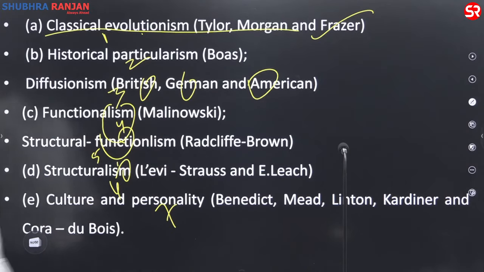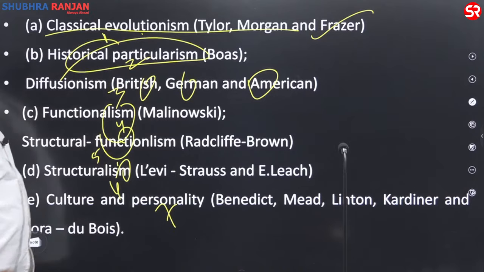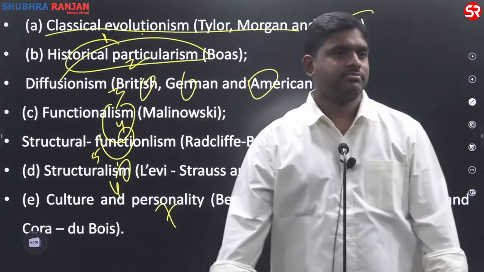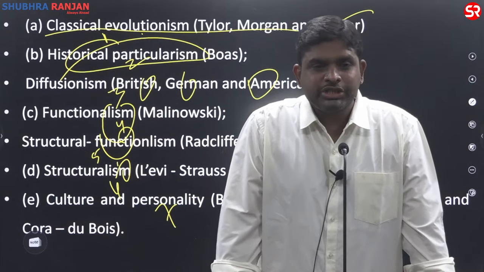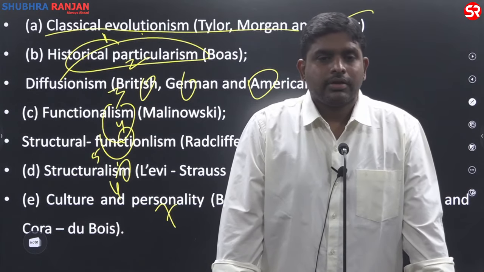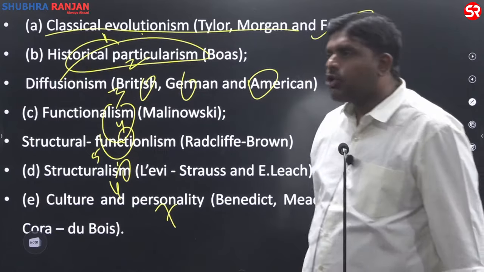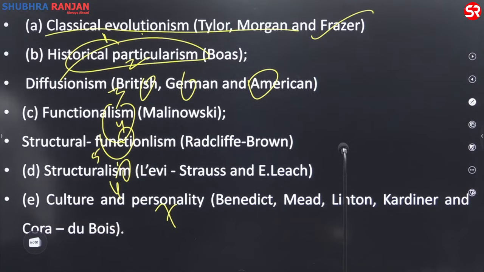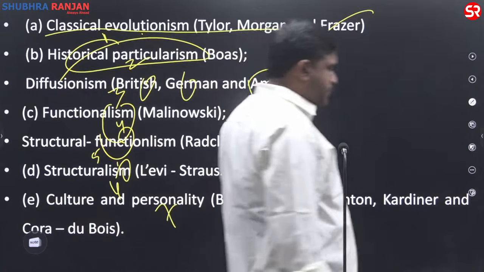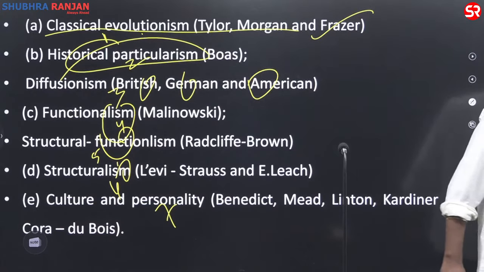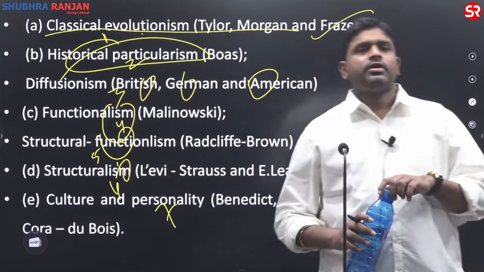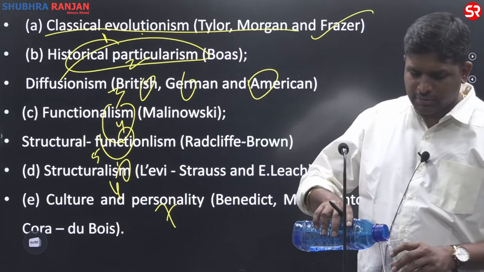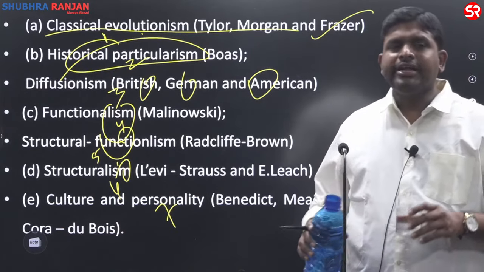Tomorrow, we will discuss historical particularism. What did Franz Boas say? One school we completed today, classical evolutionism. I will give one question, write down this question. Daily one question I will be giving. Critically evaluate the concept of classical evolutionism given by E.B. Taylor, Henry Morgan, James Frazer.